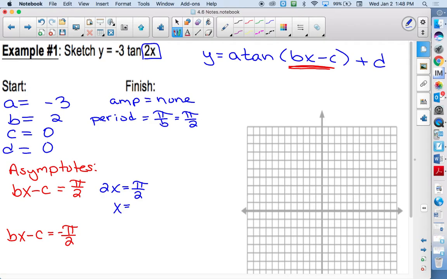Libby? It would be pi over 4. There you go, pi over 4. So that's going to be our new asymptote. Instead of it being at pi over 2, because the period is different, the new asymptote is at pi over 4. And then the second one, take the 2x, set it equal to negative pi over 2. So then another one would be equal to negative pi over 4.